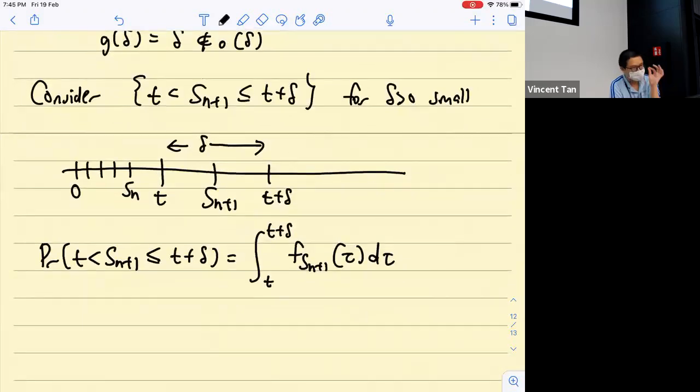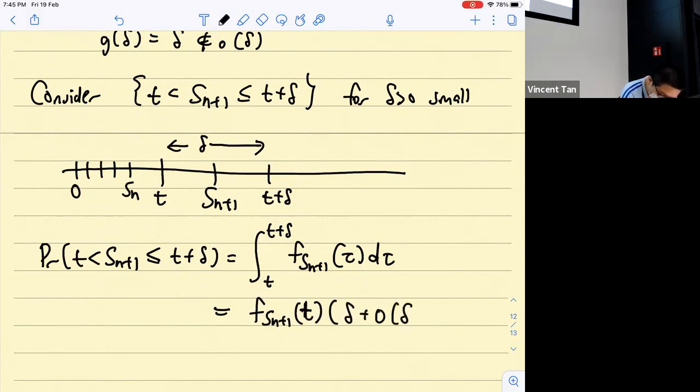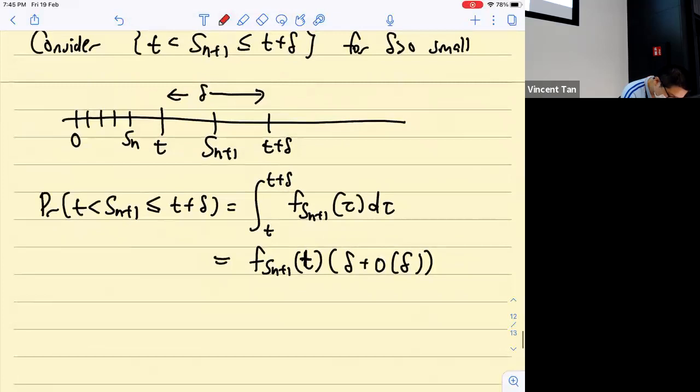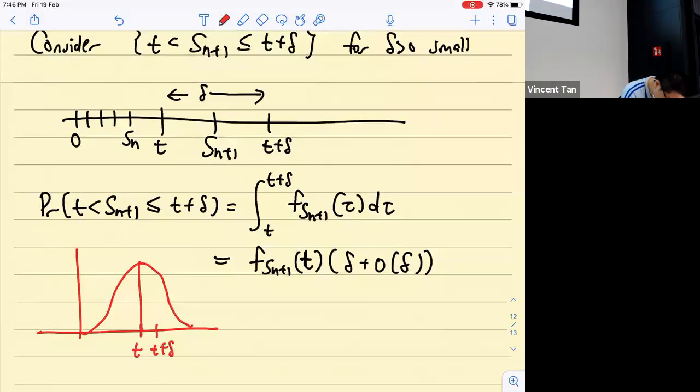So if delta is very small, because this density is continuous, we can write down the following. The integral of f of S_{n+1} is f of t times delta plus little o of delta. What is the meaning here? This is like a Riemann thing. So this is some nice density, and we are trying to evaluate this area here. And so this is the value of this density at t.